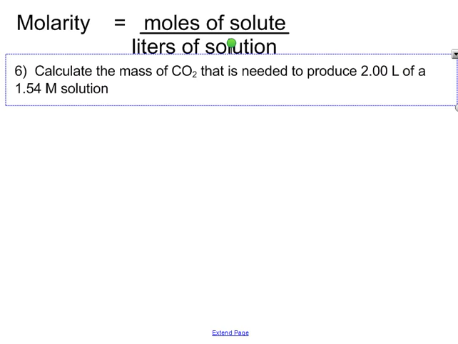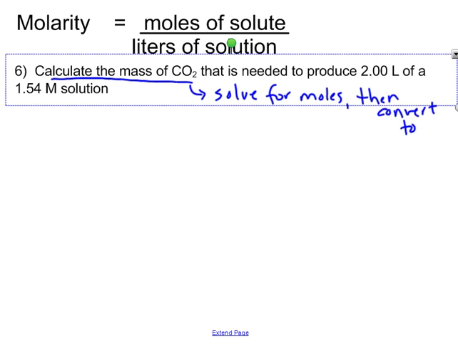The last question is going to ask us to solve for the mass of the solute. Okay, if you're trying to find the mass of the solute, the first thing you're going to have to do is solve for moles and then convert to grams. So that's the strategy. We're going to have to start with moles. Now we've already seen that when we rearrange the molarity equation, moles is equal to liters times molarity.